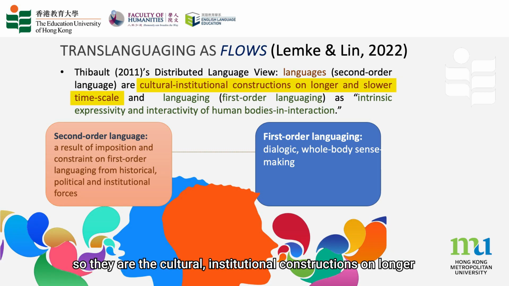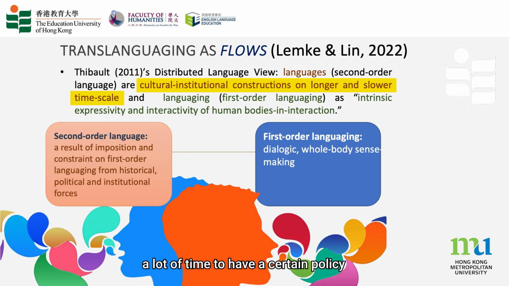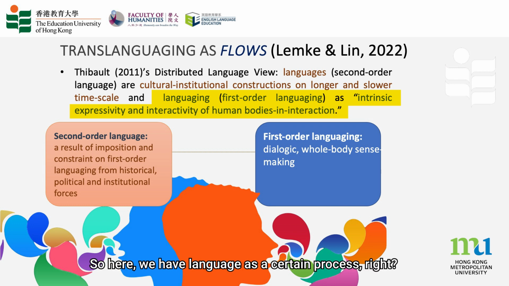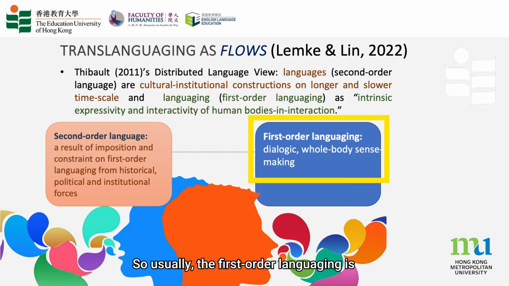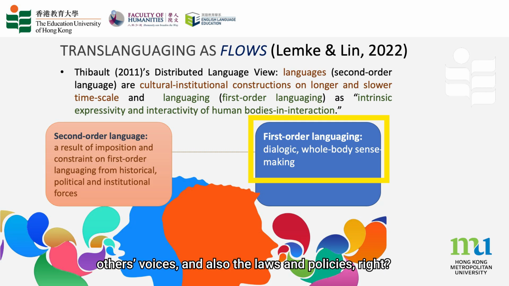So they are the cultural, institutional constructions on a longer and slower time scale, because it takes a lot of time to have a certain policy, for example, language policy, right? And certain law regarding education and language use. And then we have languaging. So here we have language as a certain process, right? So this is first-order languaging as the intrinsic expressivity and interactivity of human bodies in interaction. So usually the first-order languaging is dialogic, involving different voices and dialogues. You have your own little inner voice and you have conversation with the outside world, others' voices, and also the laws and policies, right? And also it's whole body sense making.